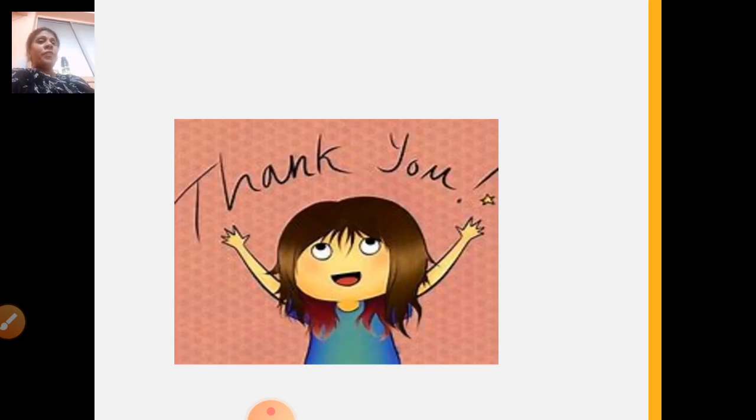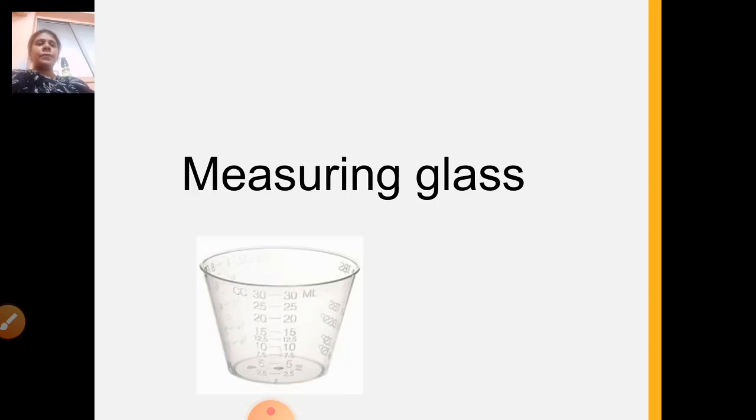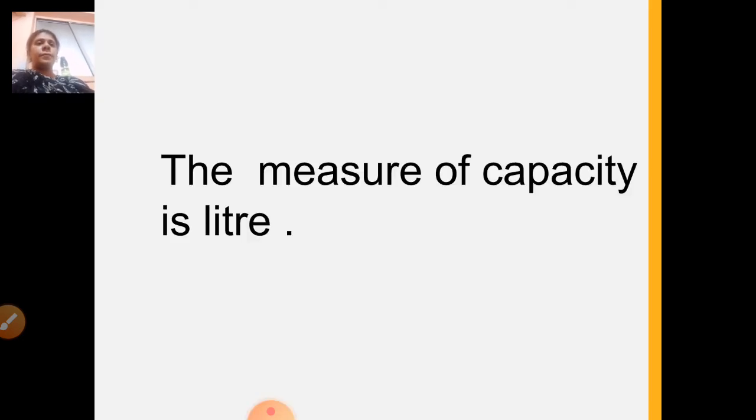So with this, children, we finish our today's session of volume and capacity. Let us do one more recap. Now the measure of capacity is dash. What will you write? Liter, correct. The measure of capacity is liter.